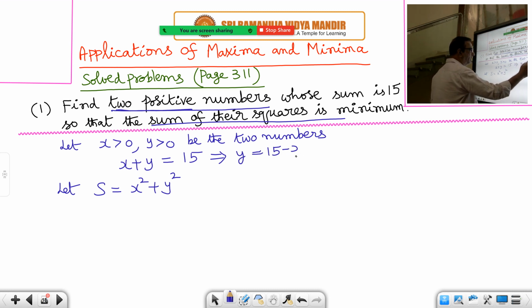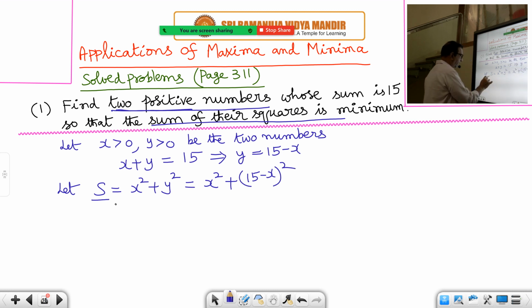15 minus x. That value of y, let us put it here in the equation for s. X square plus y square means x square plus 15 minus x whole square, so that the value of s will be a function of a single variable x. Okay. So this is the equation.